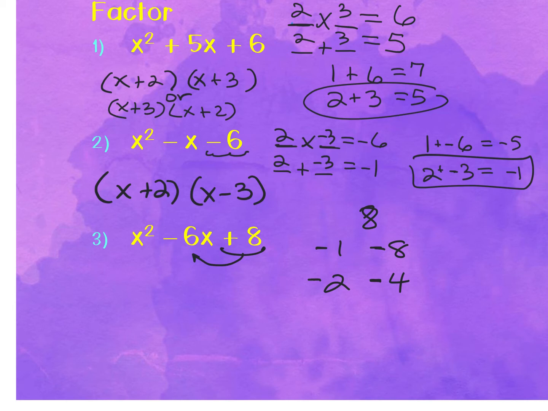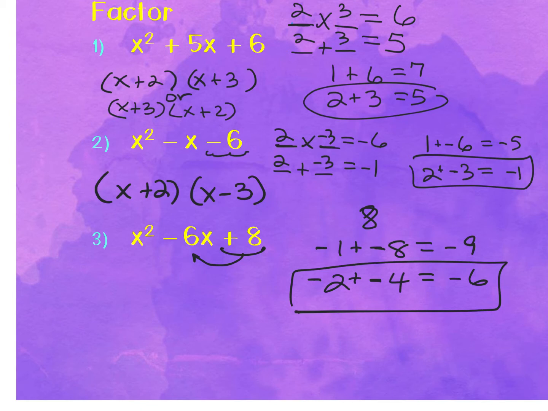So now I have to look and see which one, when I add them, gives me the negative 6. This one gives me negative 9. This one is the one that I need. So my two factors are x minus 2, x minus 4. And I'm done. Again, always remember, you can FOIL this to double check that it is going back to the original problem. If it doesn't, go back and look for a different factor. Let's try the next one.